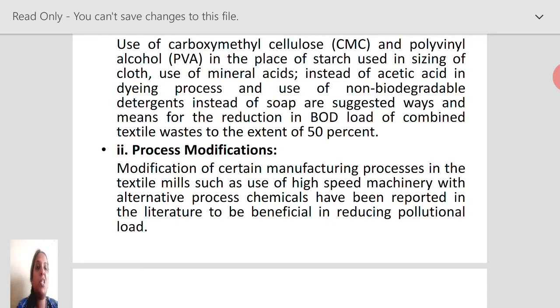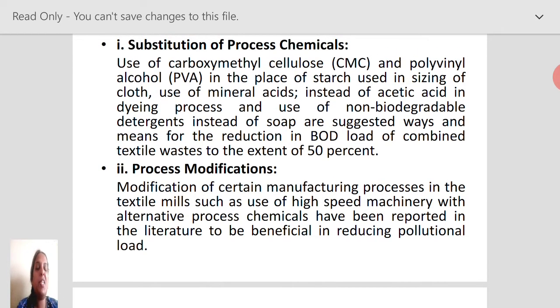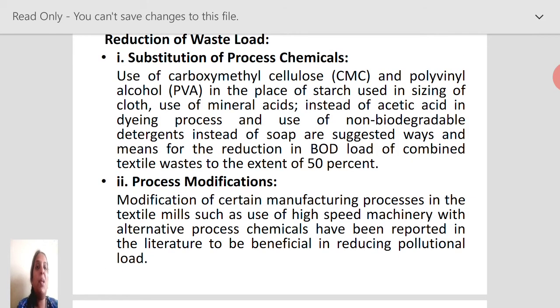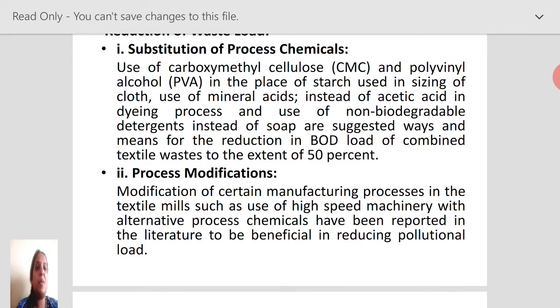And with process modifications, we can use high speed machinery with alternative process chemicals, so that it will reduce the pollution load. We should see that these process modifications do not contribute a major amount of capital cost to the industries. Otherwise the industries will not easily adopt them, so we go for minor changes in the process so that they are easily adopted, and the final effluent will have less BOD. Even substituting soap with detergents can be used, once again a substitution of the process chemicals.